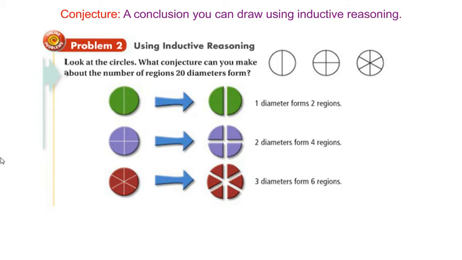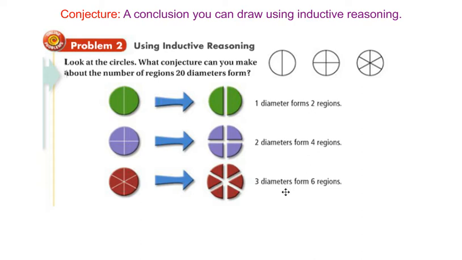So let's take a look at another example. Using inductive reasoning, look at the circles. What conjecture can you make about the number of regions 20 diameters form? So let's see. What does one diameter form? Well, one diameter forms 2 regions. We're dividing the circle in half. 2 diameters form 4 regions. 3 diameters form 6 regions. So let's see the sequence. We go from 1 diameter to 2 diameters to 3 diameters. We go from 2 regions to 4 regions to 6 regions. It looks like we're adding 2 in every case. Is that true?